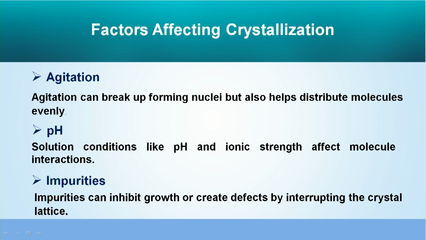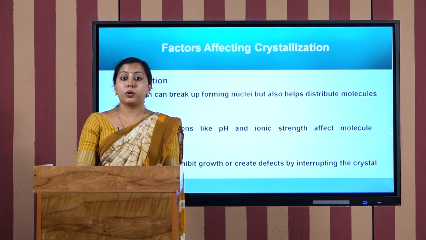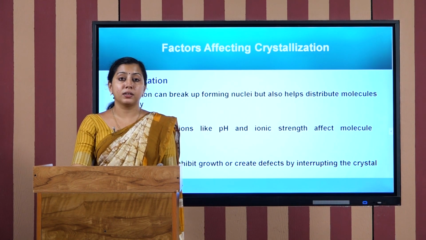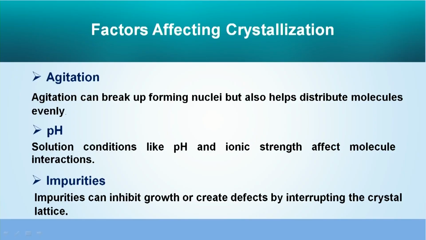pH also affects the crystallization process. pH or other solution conditions like the ionic strength affect molecular interactions, which in turn affect the crystallization process. Impurities can also inhibit growth or they can create defects in crystals, thereby interrupting the crystal lattice. So, temperature, agitation, pH, impurities and several other factors influence the crystallization process.